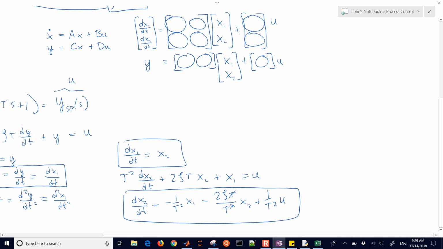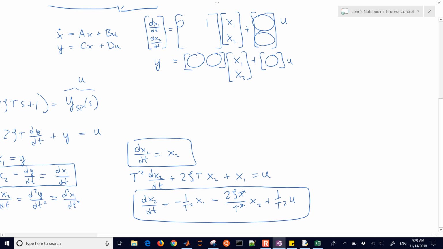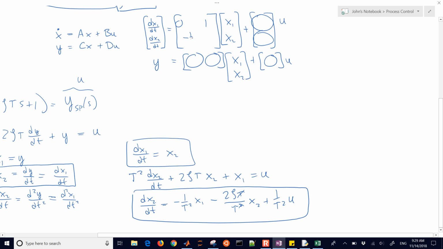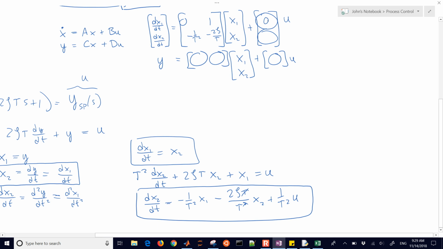Okay, so this very first one is going to be a 0, and then I'll have a 1 here. And then my next two are going to be minus 1 over tau squared, minus 2 zeta over tau. And then here I have a 0. I don't have any u's in my first expression. And then 1 over tau squared.